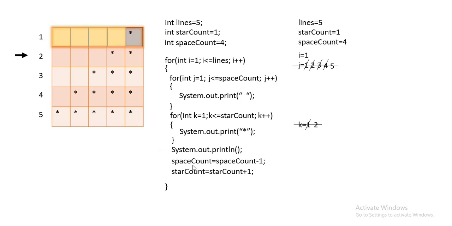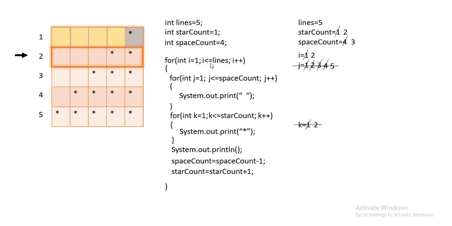Then reinitialize space count variable. Here space is decreased by 1 after completing the line, so space count equal to space count minus 1, so 4 minus 1, space count becomes 3. Then reinitialize star count variable. Here star is increased by 1 after completing the line, so star count equal to star count plus 1, star count becomes 2. Then go back to i++, i becomes 2 now, so line 2 is selected.